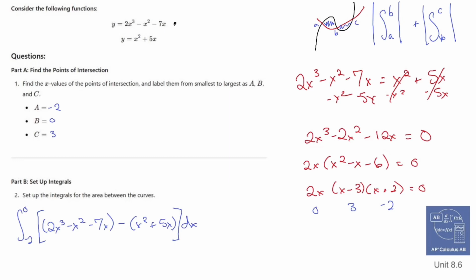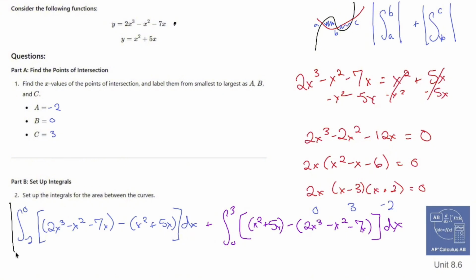And then on top of that, we're going to add the next integral, which is going to be integrating from 0 to 3, and if this picture is accurate, we've got the parabola on top this time. So we're going to do x squared plus 5x minus parentheses 2x cubed minus x squared minus 7x, close it, bracket it, dx.